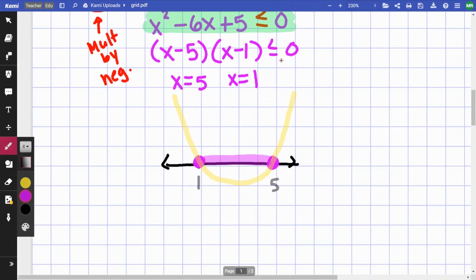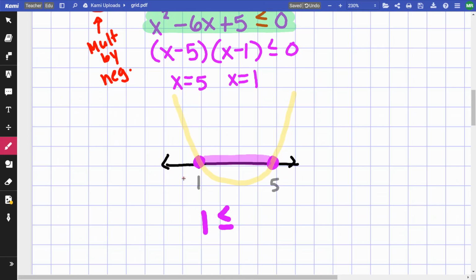The way we write that answer, we start with our left. I would start with my left side, which is 1. If you start with your left, these are going to be less than or equal to, in this case, x less than or equal to 5. That's my answer. That's my graph.